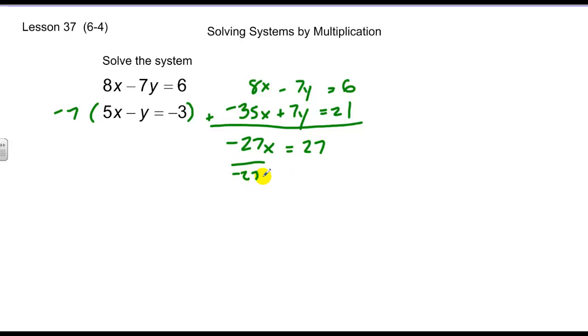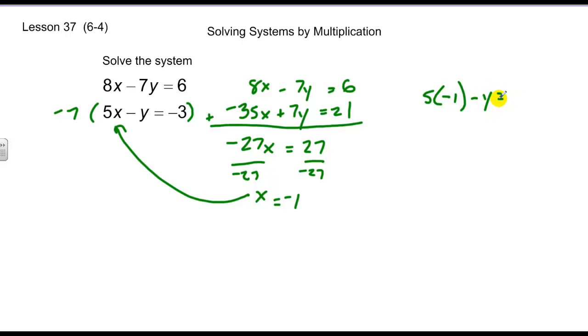Dividing by negative 27 on both sides, I get x equals negative 1. And then I could go back to any of my equations and solve for y. I'll just go right here and say 5 times negative 1 minus y is equal to negative 3. It's negative 5 minus y is equal to negative 3. Add 5 to both sides. Negative y is equal to 2. Divide by negative 1, and y is equal to negative 2.